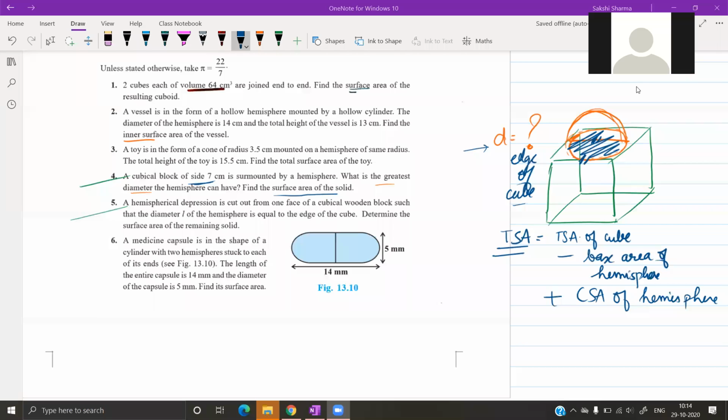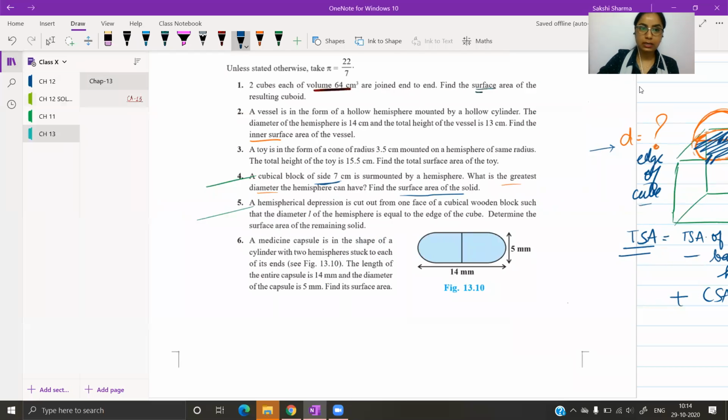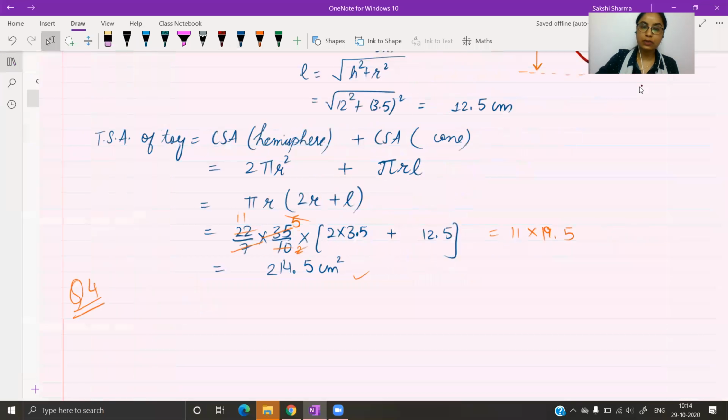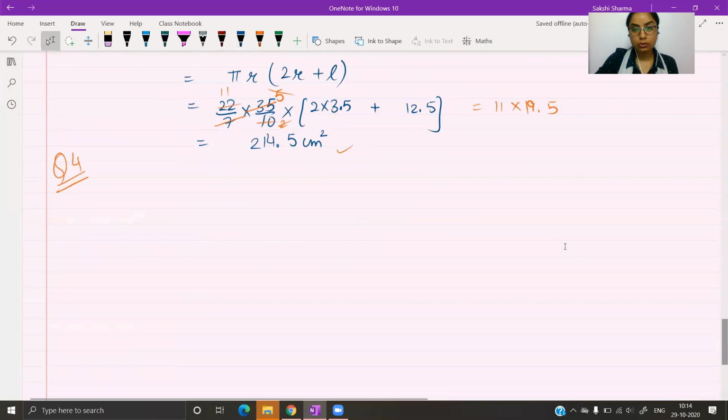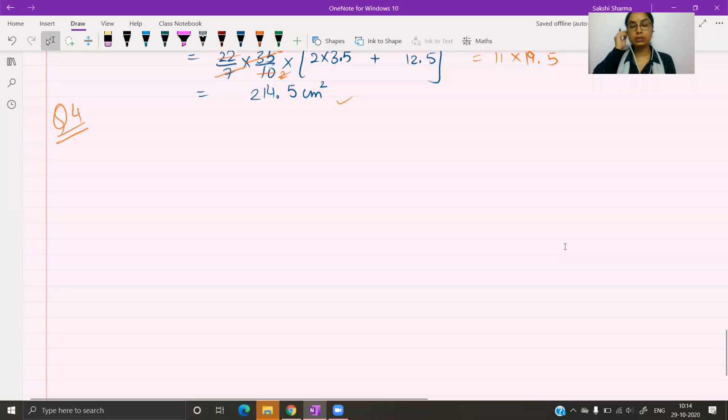Yes, ma'am. Surface area of the cubical block plus CSA of hemisphere minus area of the base of the hemisphere. That's correct, Shreyas. So this is what we will be doing. So first of all, we want to answer what will be the greatest diameter possible for the hemisphere. It will be equal to the edge of the cube. So you can draw the rough figure quickly and then write down the answer. This is the greatest diameter.